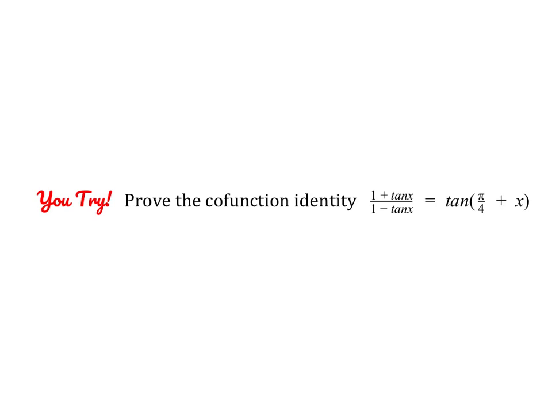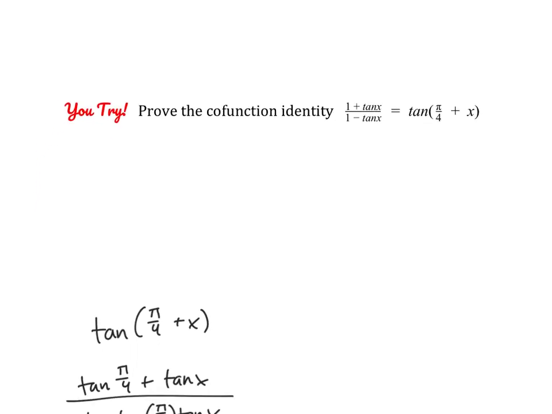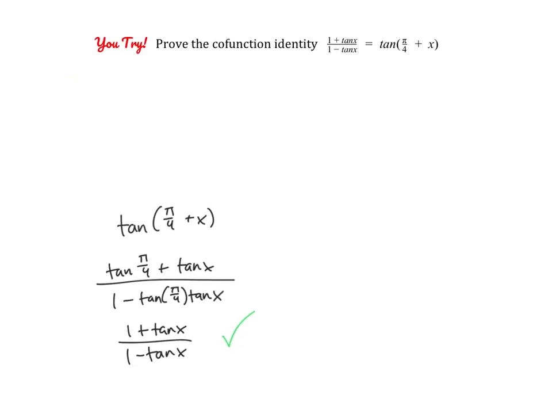Okay, here's the last example. Go ahead and pause the video and see if you can use the sum formula to help you verify this identity. Okay, let's check your work here. So again, we expand it out, and you get this expression, and then we know tangent of pi over 4 is 1. Tangent of x, we leave it alone, and so we end up with the left-hand side. So we are all set.